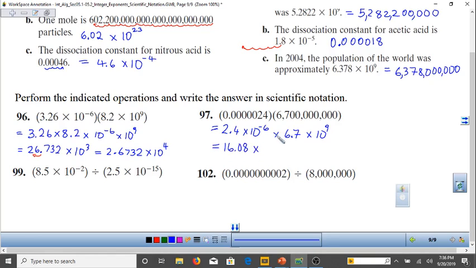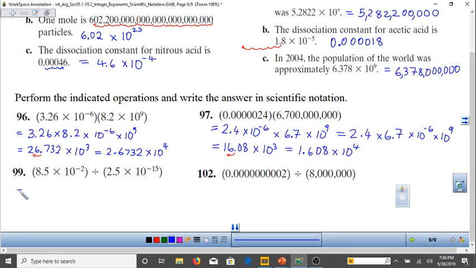And then I multiply the powers of 10. 10 to the power negative 6 times 10 to the power 9, and I add the exponents. Negative 6 plus 9, as we just saw, is 3. So we get times 10 to the 3. I move the decimal point one place back, so I move the exponent of 10 one place forward to compensate. I get 1.608 times 10 to the 4.